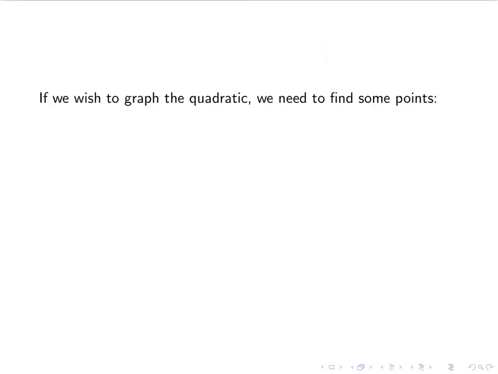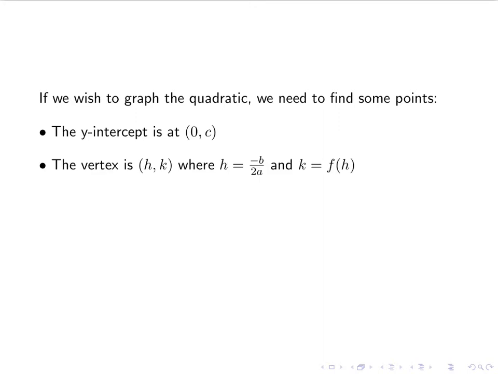If you want to graph a quadratic, then we need to find certain points on the parabola. We need the y-intercept, and again, if we're looking at ax squared plus bx plus c, the y-intercept is (0, c). The vertex is (h, k), where h is negative b over 2a, and then k is found by just plugging h into the original equation. So f of h is y. We plug in h and we find k.